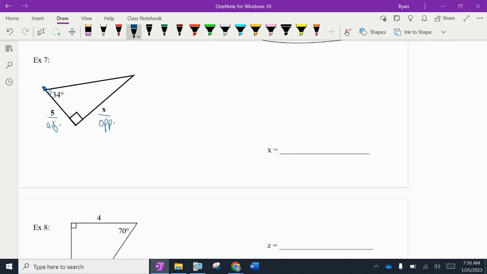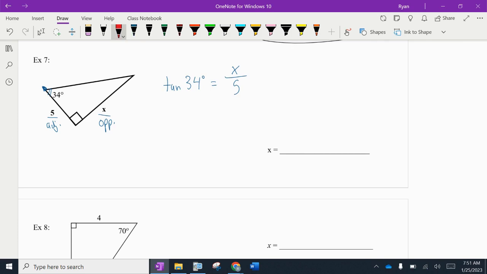And now think trig function, SOHCAHTOA. What trig function wraps together opposite and adjacent? That would be our tangent. It's TOA. The tangent of 34, I actually know the angle this time. It's not an unknown. The tangent of 34 is equal to the opposite of x divided by the adjacent of 5. So I'm using SOHCAHTOA. I'm writing the equation. The tangent is O divided by A.